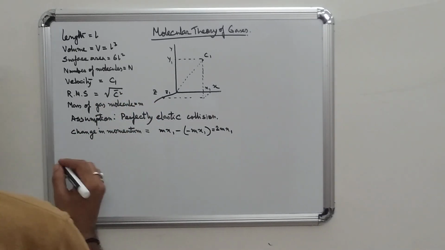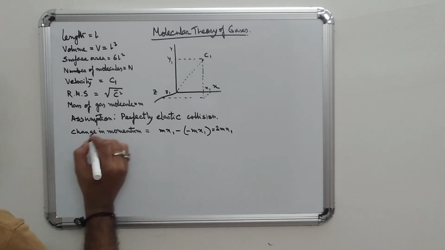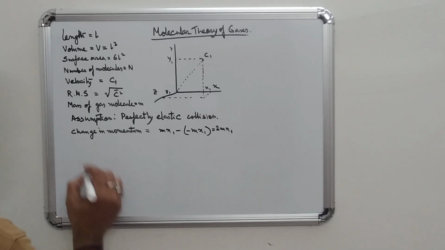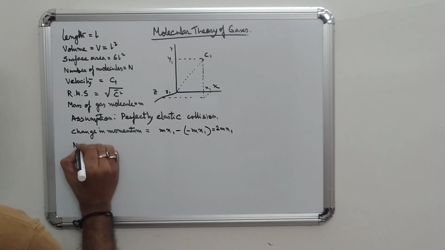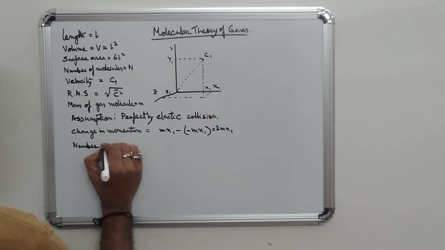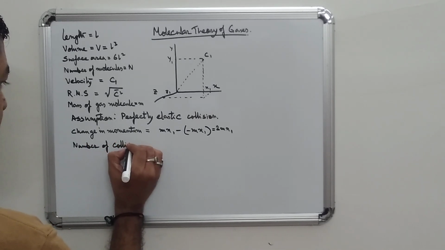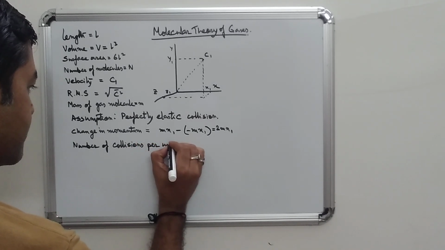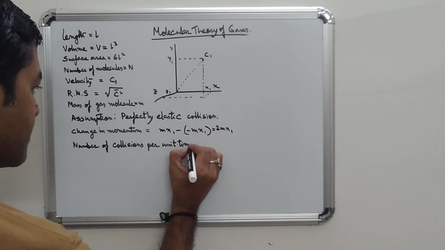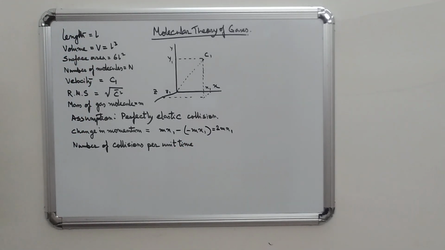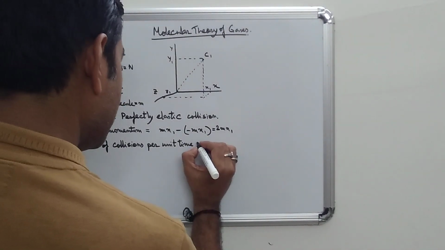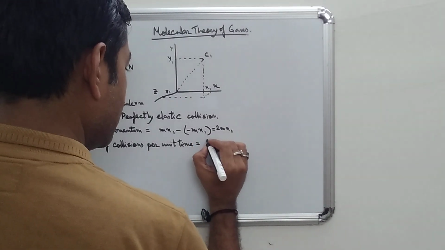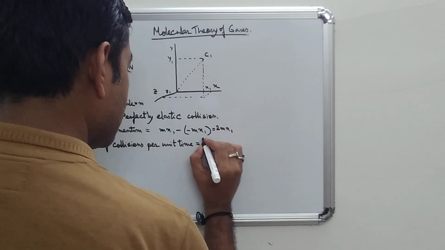Now, x1 being the velocity component in the x direction, the number of collisions per unit time: to traverse the length L, there will be the next collision with the wall. So it will be x1 by L.